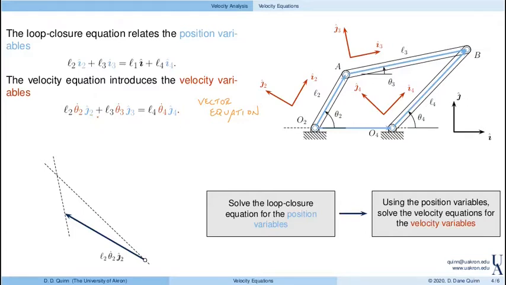And the unknowns here, or the variables, the velocity variables, are theta 2 dot, theta 3 dot, and theta 4 dot. So again, it's a 1 degree of freedom system. I would tell you one of these things, oftentimes theta 2 dot, and that would allow you to solve for the remaining two velocity variables. But I'll note that the velocity equation doesn't just contain the velocity variables. Instead, it contains both position and velocity variables.